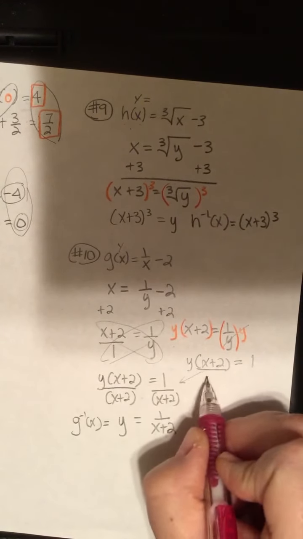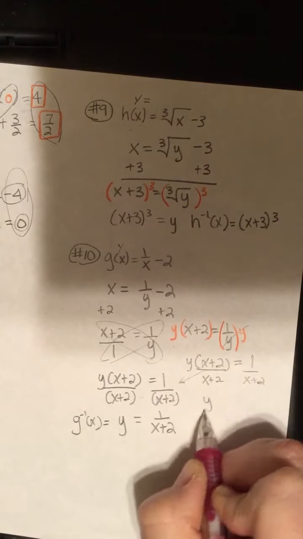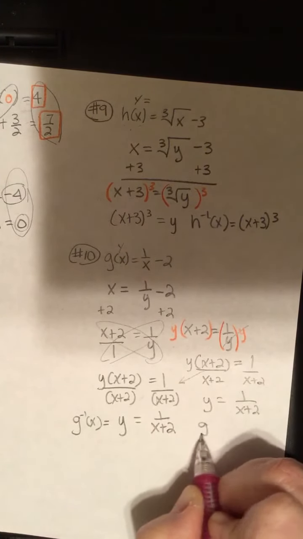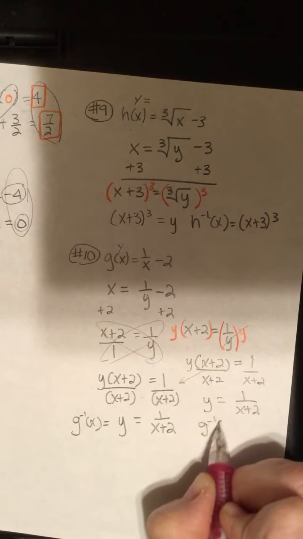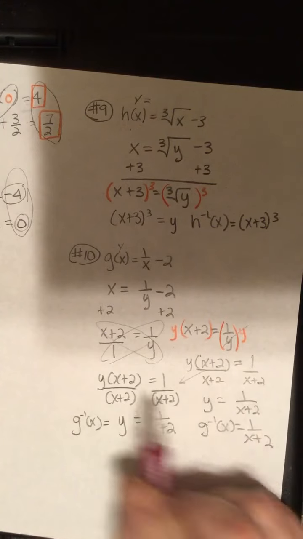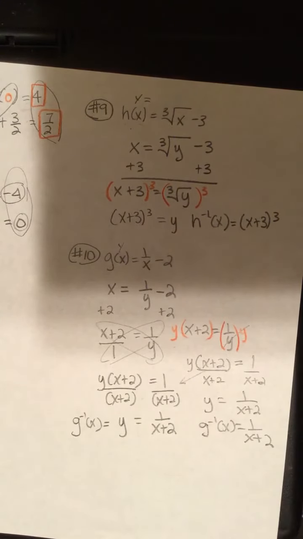Okay, so at this point we're going to divide by x plus 2 again. So y is going to equal 1 over x plus 2. And using proper notation, the inverse of g of x equals 1 over x plus 2. So again, once you get to this step, you can pick whichever method you like the best. You're going to do this same process with the rest of these in this section.